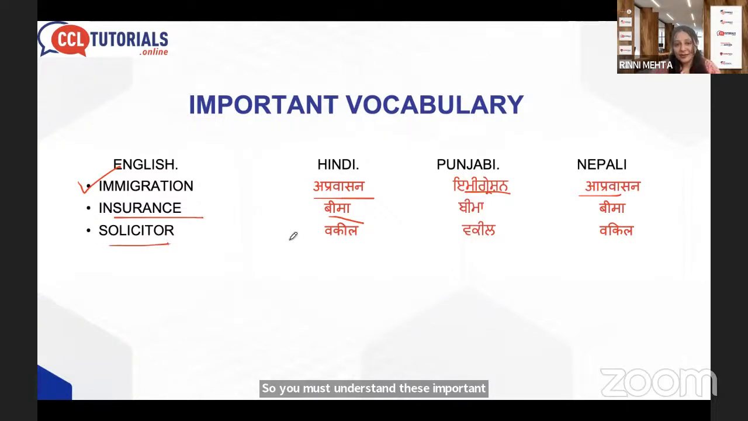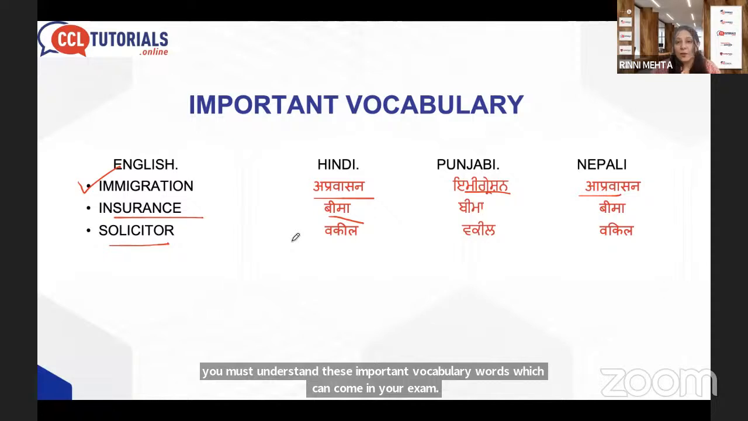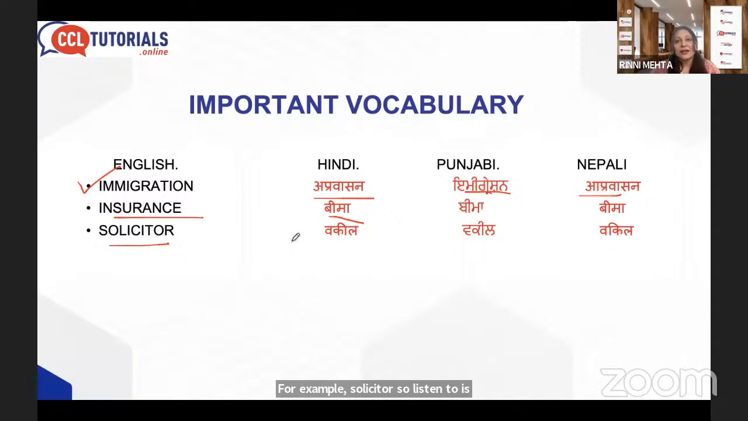For example, solicitor. Solicitor is a very common word in Australian society. In normal Hindi or normal other languages, we know it by advocate or lawyer. But solicitor is often used in Australian society. So you will see this word again and again. That is vakil, right? There are many other words regarding these vocabulary.